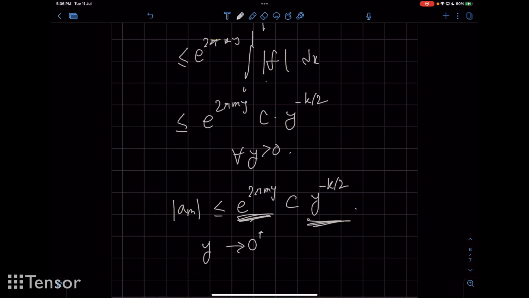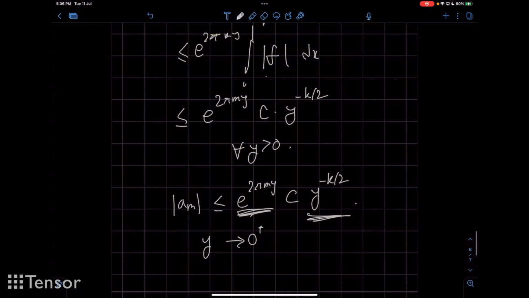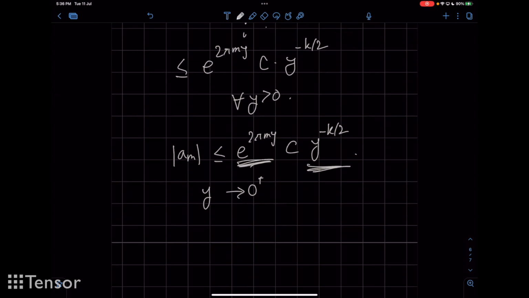Is k negative? Yeah. So therefore a_m is 0, and this is true for all m. Therefore our modular form f must be 0, and hence the modular forms of negative weight are only the constant function. I know y can never actually be 0. So that's why I've written y approaches 0 plus. So it's only approaching 0 from one side.